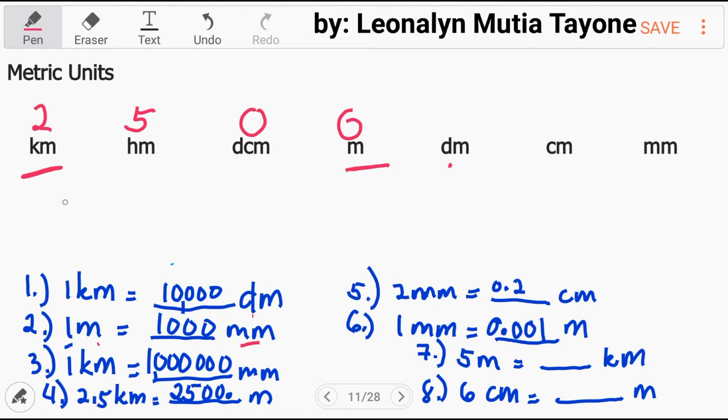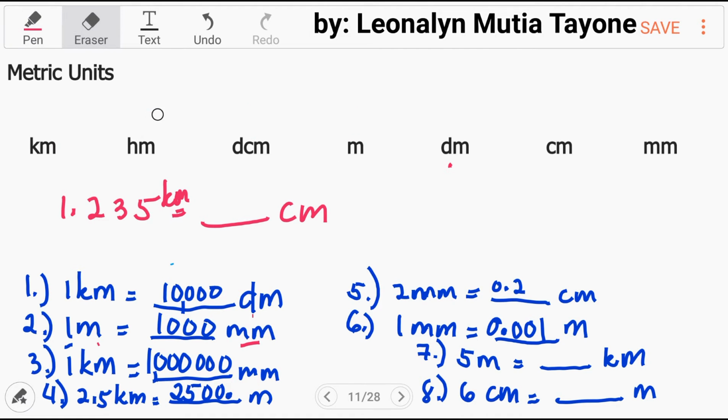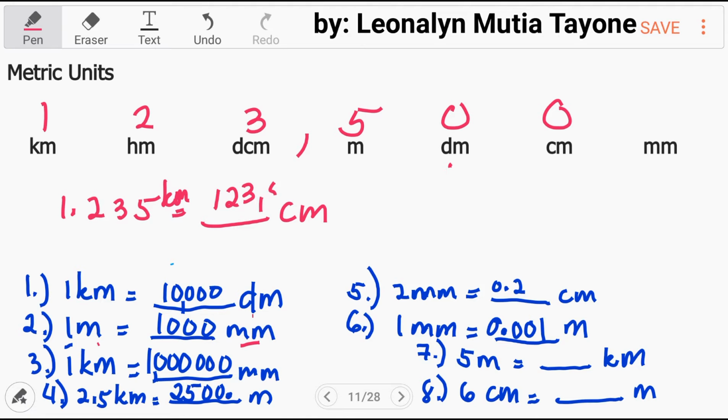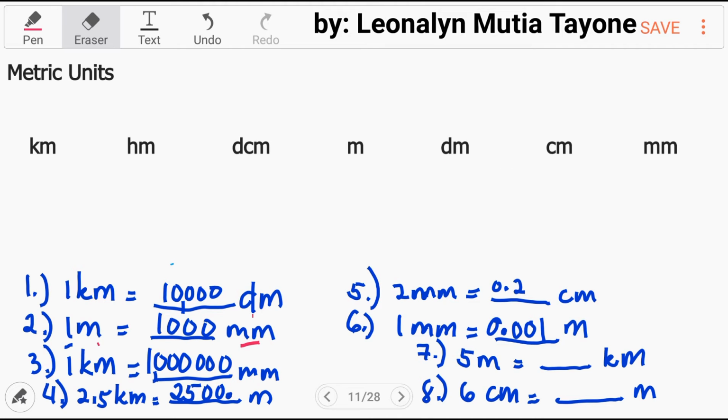Again, what if 1.235 convert natin, ito ay kilometers. Tapos i-convert natin to cm. So that is 1, 2, 3, 5 tapos cm. So ang sagot dito ay 123,500 cm. More examples.